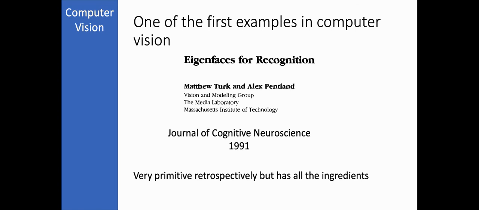So there are many applications of principal component analysis, and you will see some of them in the texture analysis course. Next week, you will see some of them, and later on in the recognition course. But let's talk here about one of the very first examples in computer vision, the eigenfaces for recognition, proposed by Turk and Pentland in the Journal of Cognitive Neuroscience in 1991. It's a very primitive model, looking retrospectively, but has all the ingredients. And it's quite nice to see.